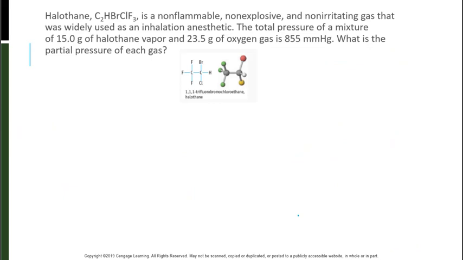Here's an example problem where we have halothane, C2HBrClF3. It's a non-flammable, non-explosive, and non-irritating gas that's widely used as an inhalation anesthetic. The total pressure of a mixture of 15 grams of halothane vapor and 23.5 grams of oxygen gas is 855 millimeters of mercury. What's the partial pressure of each gas?